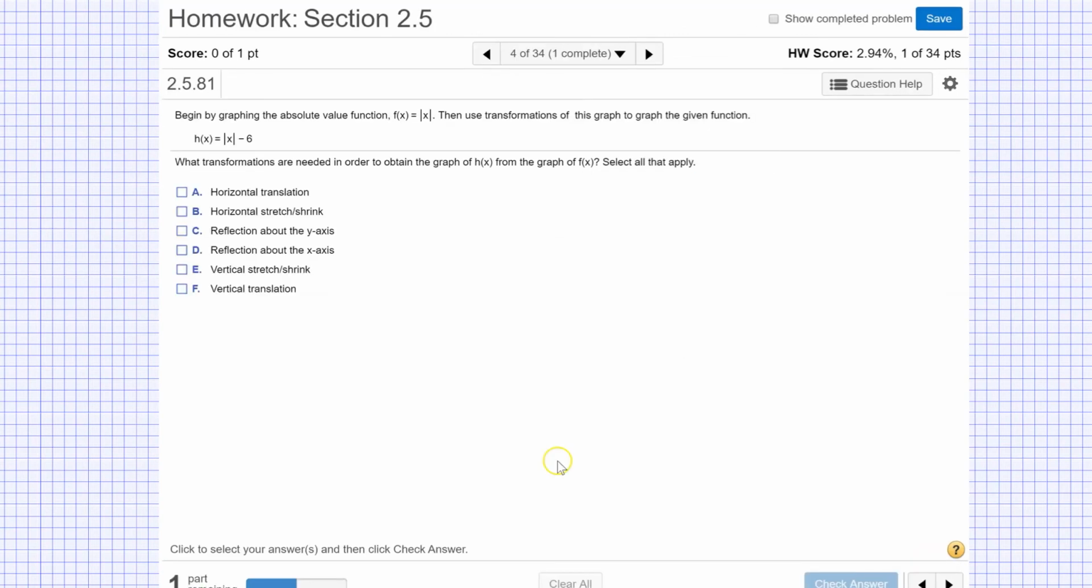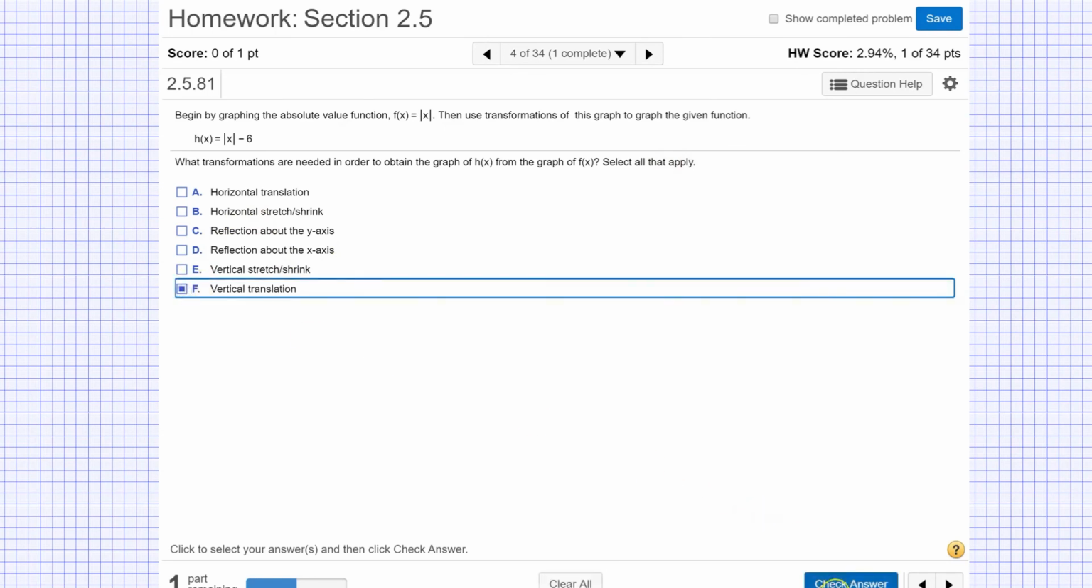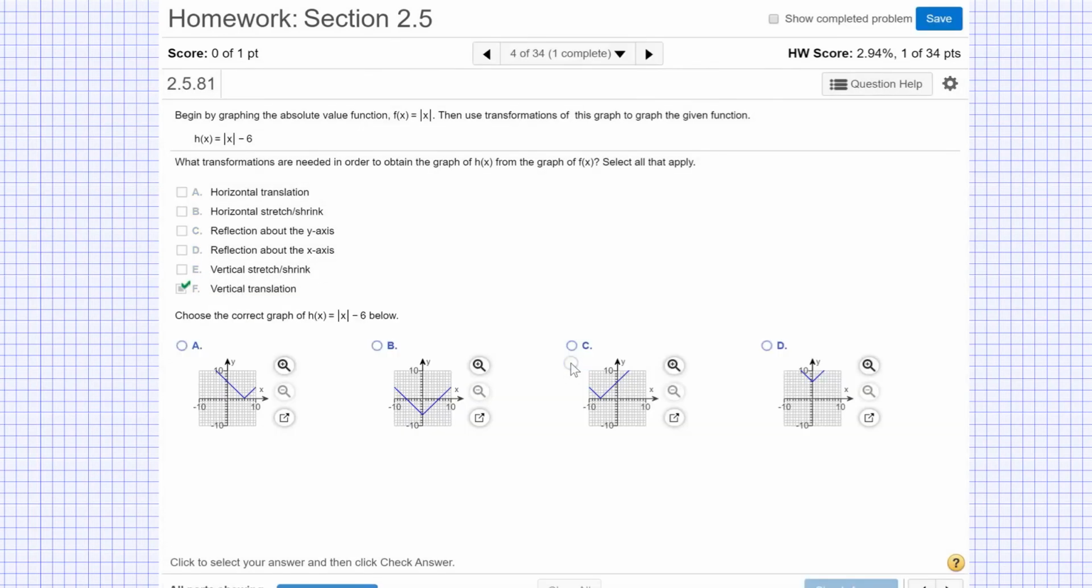Now, there's also going to be some multiple choice questions as well. So let's look at that. This one says, begin by graphing the absolute value function, f of x equals the absolute value of x as your parent, and then use transformations of this graph to graph the given function, h of x equals the absolute value of x minus 6. What transformations are needed in order to obtain a graph h of x from the graph of f of x? Select all that apply. Well, this is going to be a vertical translation down 6 units, right? And that's the only one. So I'd say great.